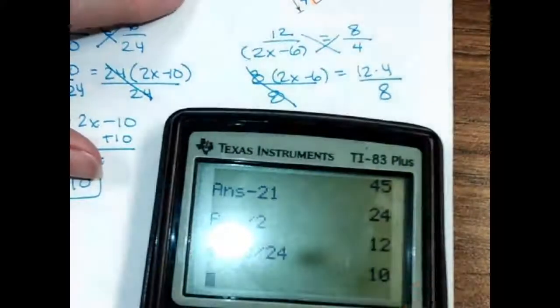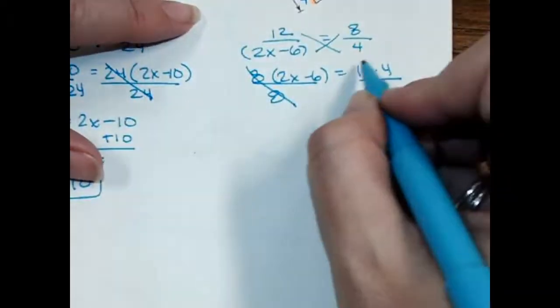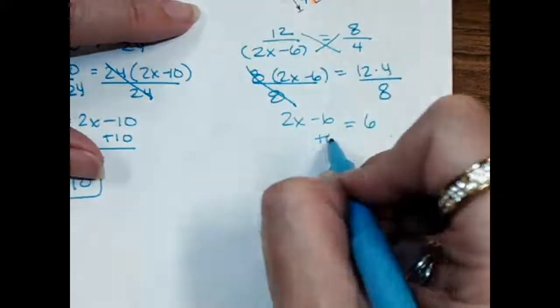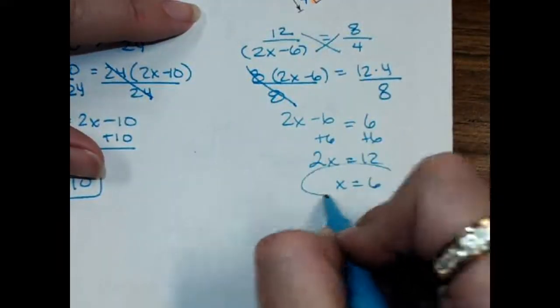Put that in my calculator. 12 times 4 divided by 8 is 6. So this whole thing is just 6. I just found it on my calculator. Add 6. 2x equals 12. x equals 6. And that's it.